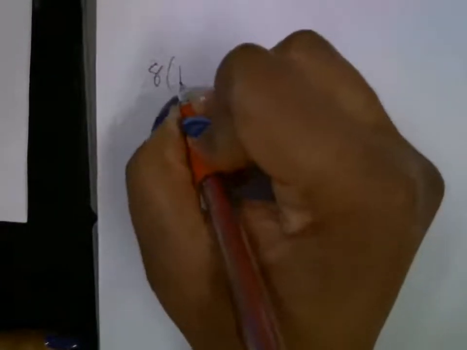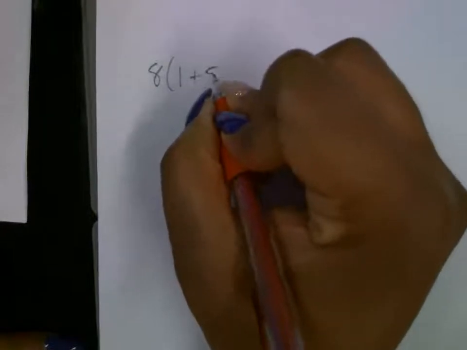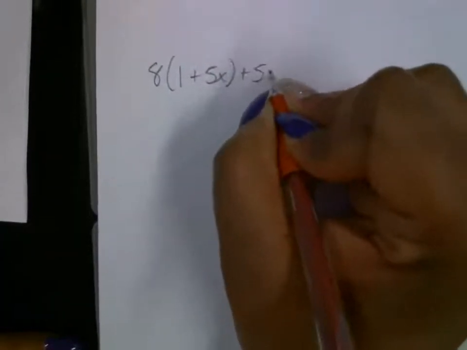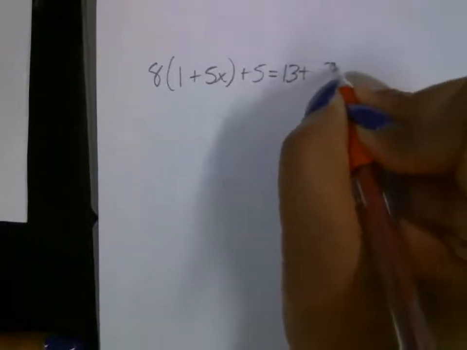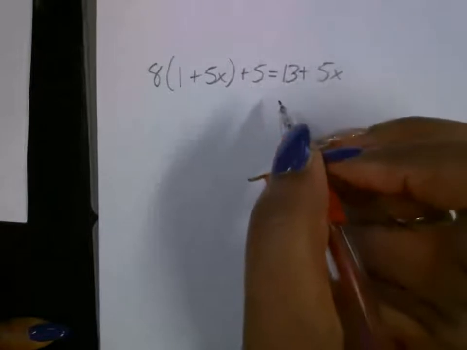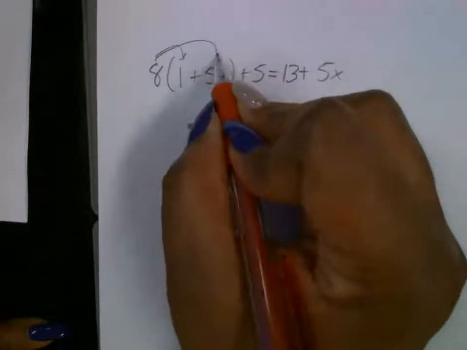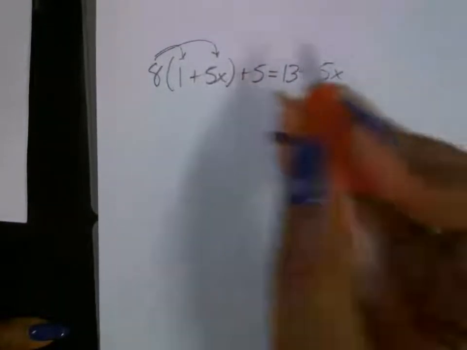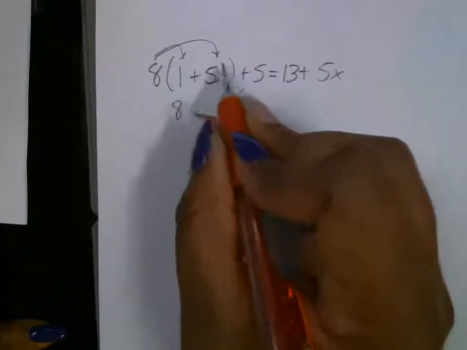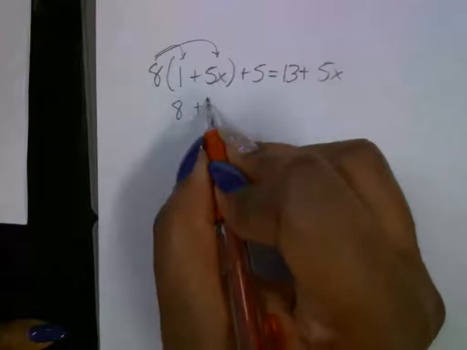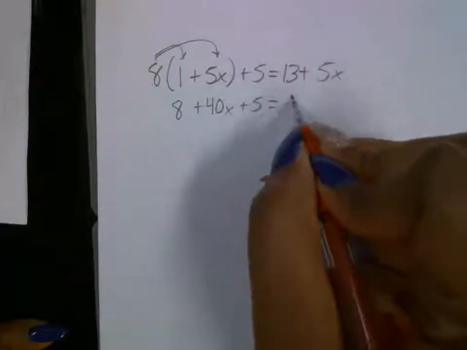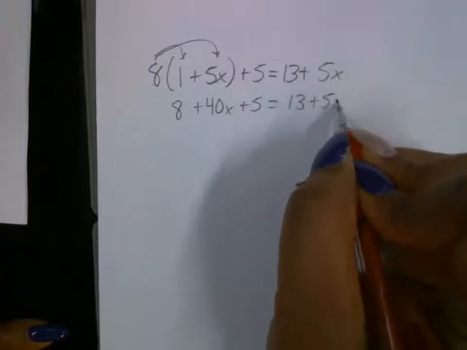8 parentheses 1 plus 5x, plus 5 is equal to 13 plus 5x. Okay, so first thing is distributive property. When I distribute 8 times 1, that gives me 8. 8 times 5x gives me 40x. Bring down the 5, bring everything else down, okay?